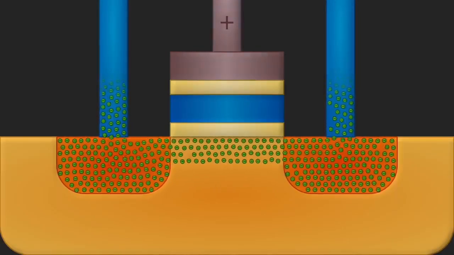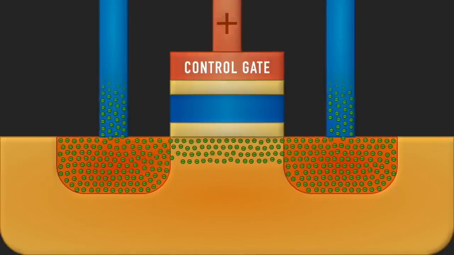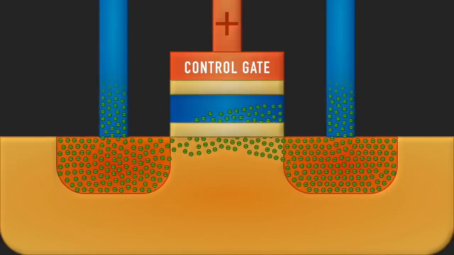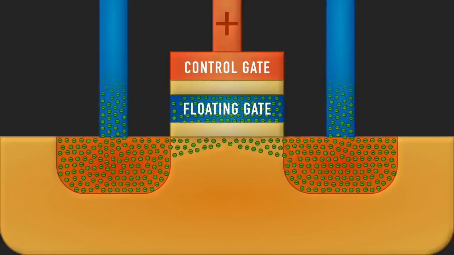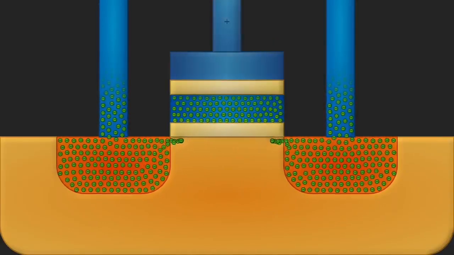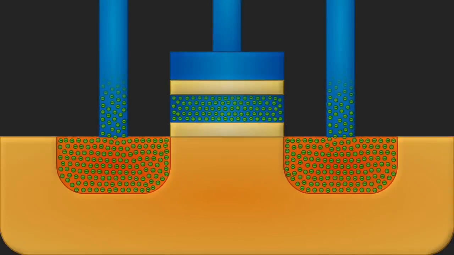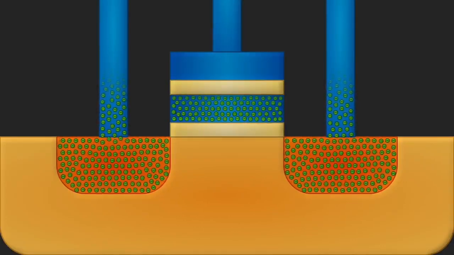If you apply a large positive voltage to the control gate, electrons tunnel up through an insulating barrier and become trapped on the floating gate. Remove the voltage, and the electrons can remain on the floating gate for decades, preventing the cell from conducting current. That's how you can store either a 1 or a 0.